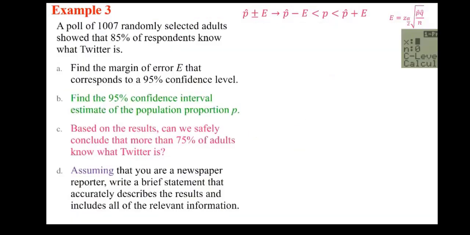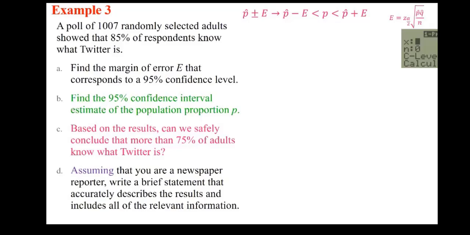A poll of 1,007 randomly selected adults showed that 85% of respondents know what Twitter is. A, find the margin of error E that corresponds to a 95% confidence level. B, find the 95% confidence interval estimate of the population proportion p. C, based on the results, can we safely conclude that more than 75% of adults know what Twitter is? D, assuming that you are a newspaper reporter, write a brief statement that accurately describes the results and includes all of the relevant information. Normally, we are interested in part B. In order to get to part B, we need to do part A.